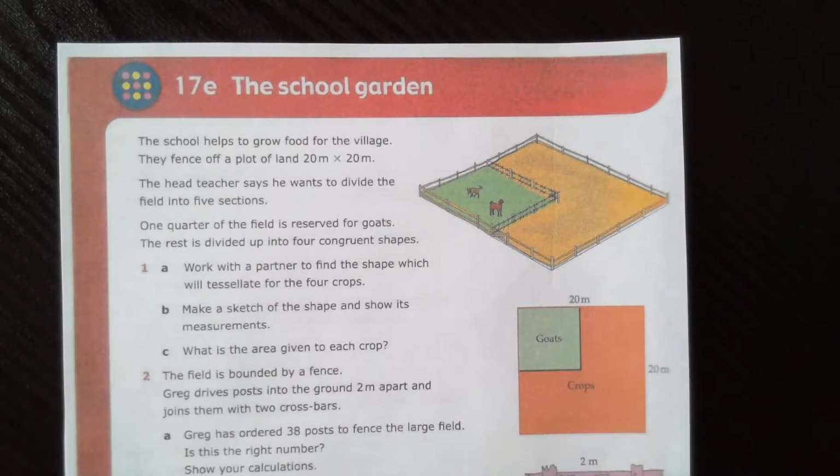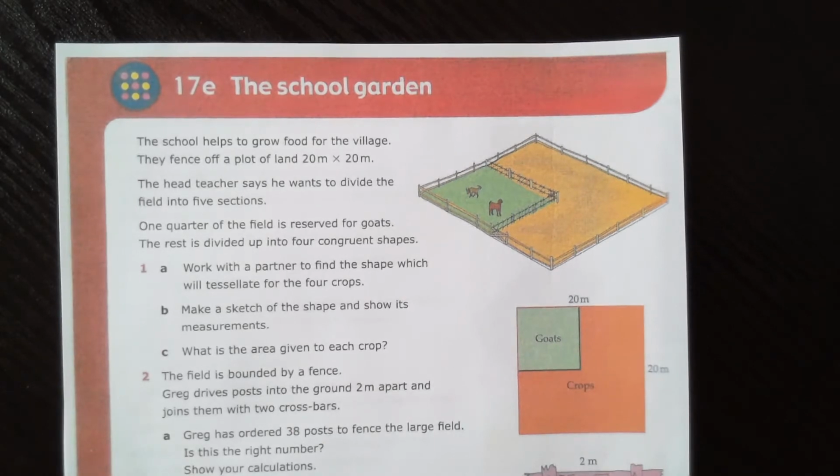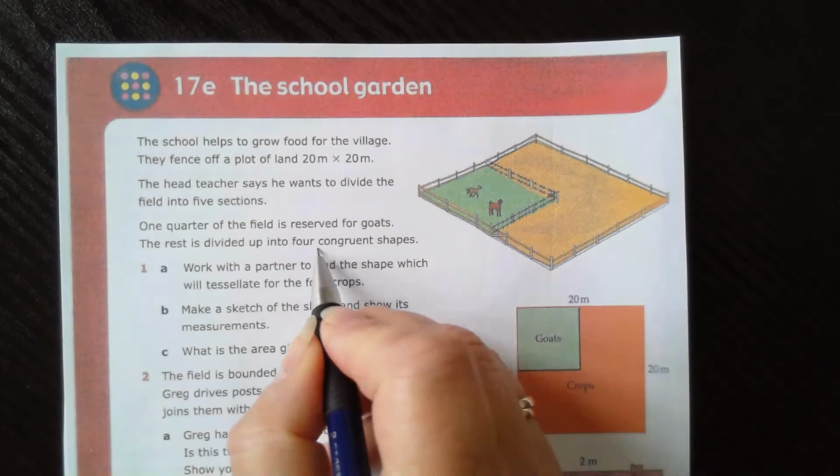So, the school helps to grow food for the village. They fence off a plot 20 metres by 20 metres. The head teacher wants to divide the field into 5 sections. 1/4 is for goats. The rest is to be divided up into 4 congruent shapes.